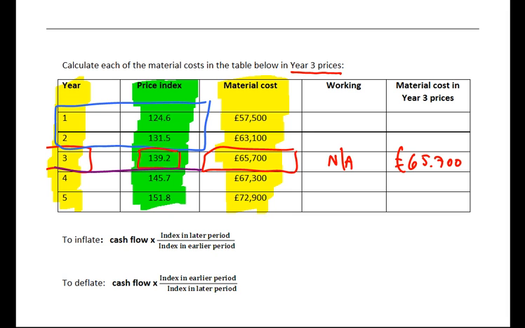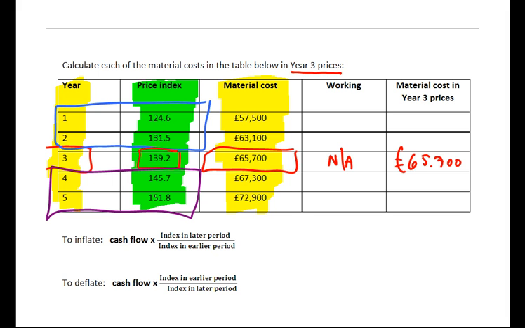We've then got the 2 years after year 3, years 4 and 5, obviously, where you'll notice the price index figures are above the 139.2. So we're actually going to need to do very slightly different calculations with the figures that are before year 3 from what we do for the figures that are after year 3. Well, let's start with years 1 and 2.